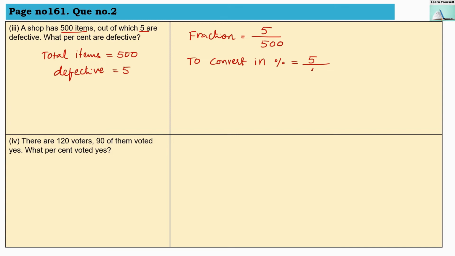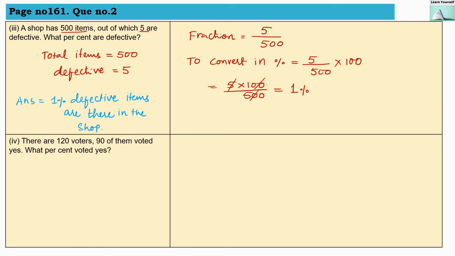So 5 divided by 500 in multiplication with 100. Let us simplify this. 5 into 100 divided by 500. So 500 divided by 500, we got here 1. 5 and 100 will get cancelled off with 500. So we got here 1. So percentage will be 1%. So answer is 1%. So 1% of items are defective in the store. Fourth numerical. There are 120 voters, 90 of them voted yes. What percent voted yes?